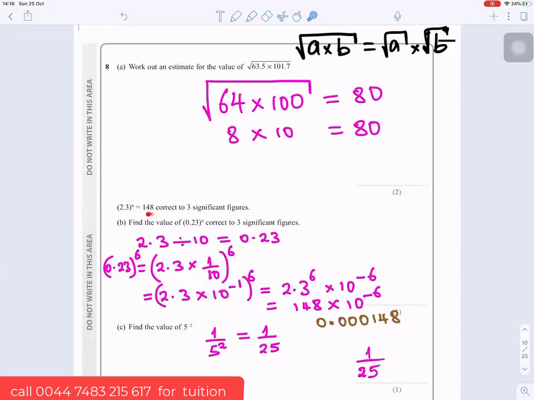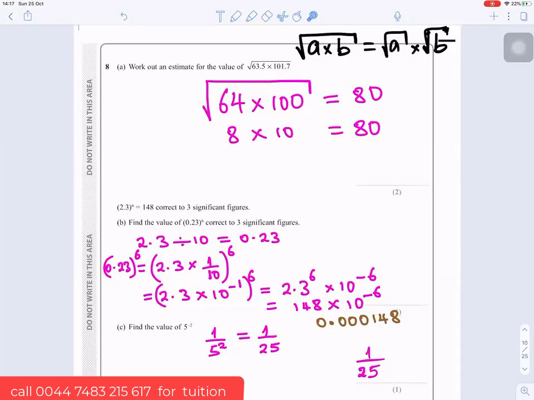2.3 to the power 6 is equal to 148, correct to three significant figures. Find the value of 0.23 to the power 6, correct to three significant figures. Let's look at what is inside the bracket. 2.3 divided by 10 is 0.23. So what is in the bracket, we can replace with 2.3 times 1 over 10. It's the same as 2.3 divided by 10. Now it is raised to the power 6. So 2.3 divided by 10, you can change it to 10 to the power minus 1. So it's 2.3 times 10 to the power minus 1, all to the power 6. And this power 6 is for both numbers in the bracket.